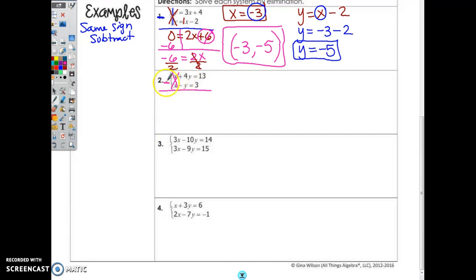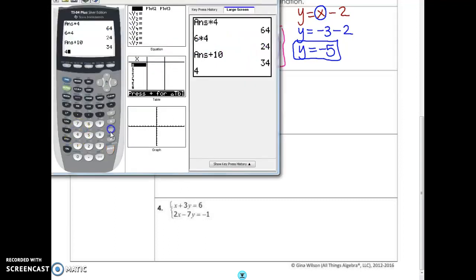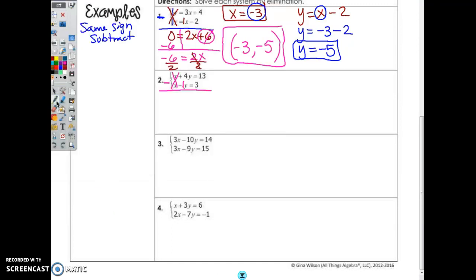What's 4 minus negative 1? 4 minus negative 1 in the calculator gives you a positive 5. Okay? So I have 5y equals, what's 13 minus 3? 10. Look, we're almost done. What do I do here? Divide by 5. Y equals 2.